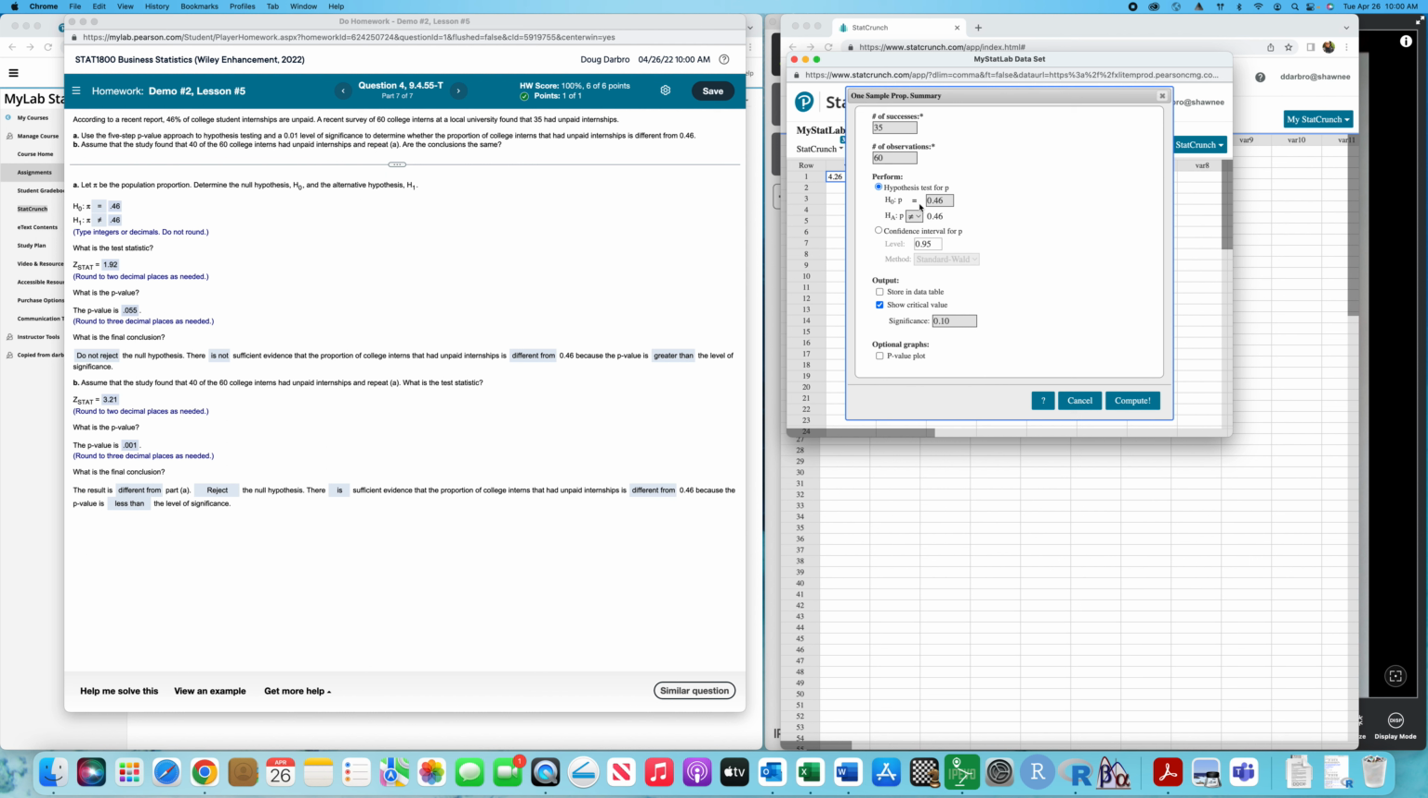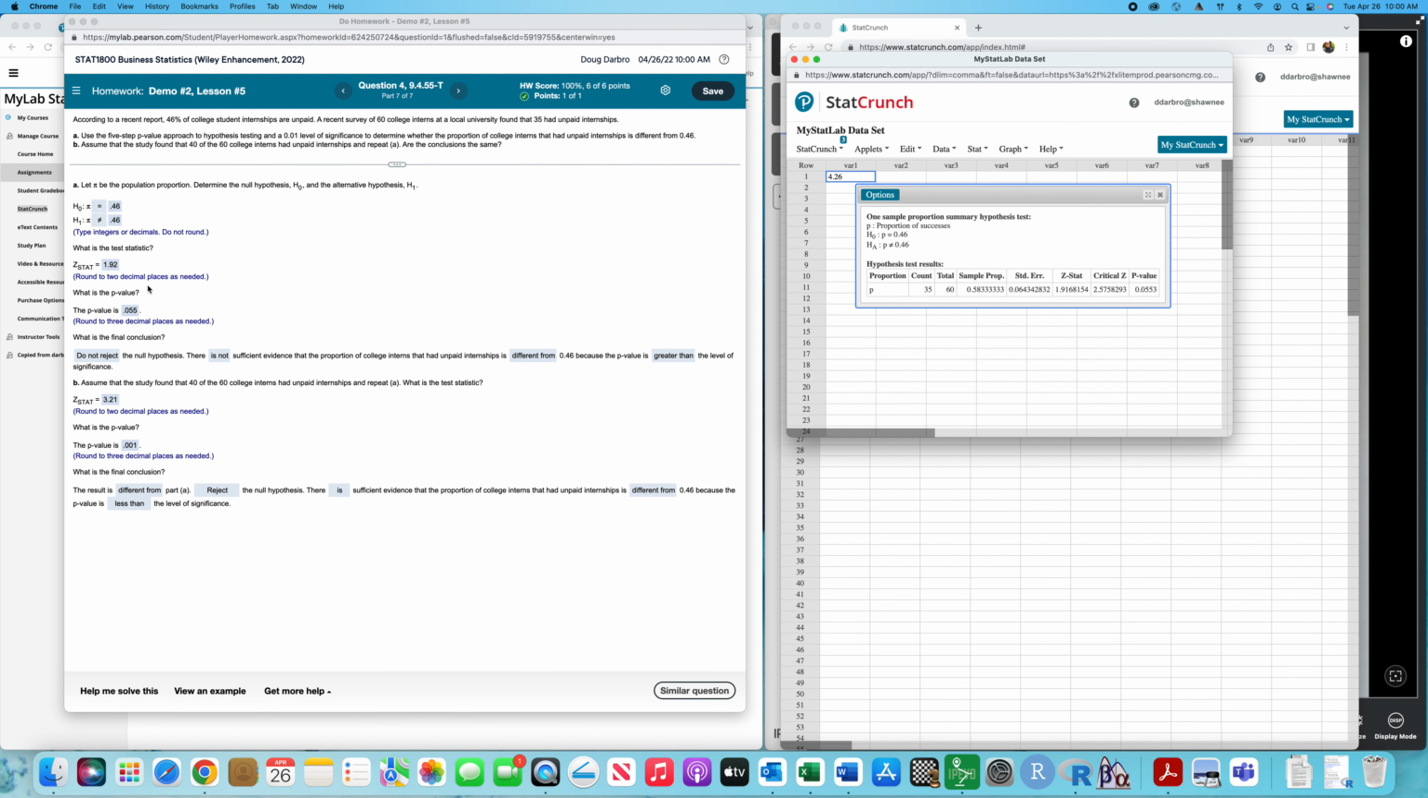I like how StatCrunch sets this automatically for you because these numbers have to be the same. So it gets into a situation where you can't make a kind of a bozo error and get the wrong value for the alternative hypothesis. Show the critical value. Again, we are testing at 0.01. I don't know we're going to need the critical value, but let's just grab it anyway and hit compute. So the test statistic is going to be under Z-Stat, so I pulled that value there. The p-value is under P-Value, pulled that value there.